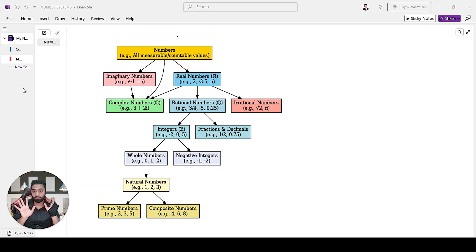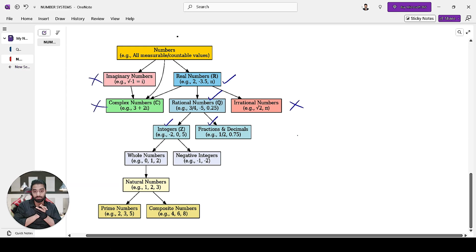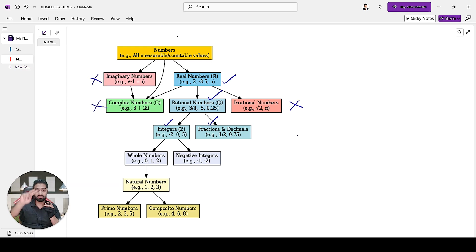Now we were able to understand we have a number family tree. Within that we have imaginary number. So now in real numbers we have two branches, which is rational numbers and irrational numbers. Irrational numbers is done, which are non-repeating and non-ending. So let's cut this out. Now let's understand rational numbers. Okay, so within rational numbers we have two types. One is integers and one is fractions and decimals.